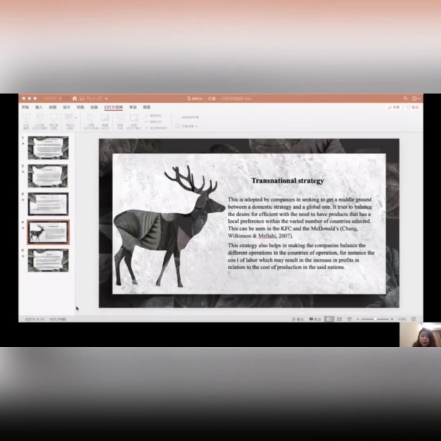This strategy also helps companies balance the different operations in the countries of operation, for instance the cost of labor, which can result in an increase in price and a reduction in the cost of production inside nations. And this is my reference. Thank you.